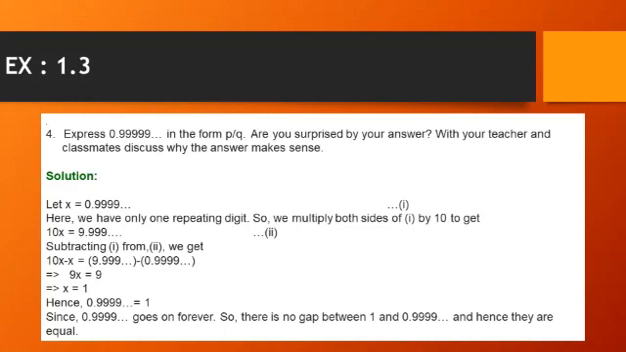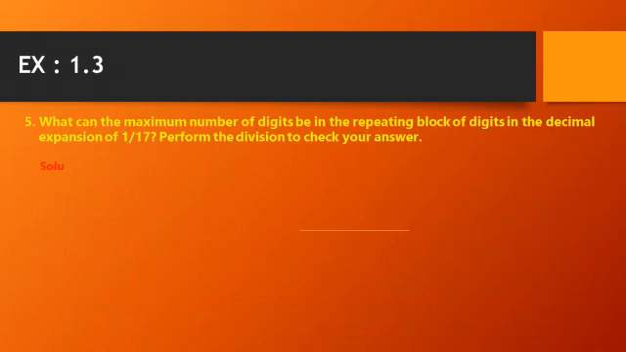Hence, we can say that 0.9999, etc. is equal to 1. Since 0.99 goes on forever, there is no gap between 1 and 0.9 bar. Hence, they are equal.